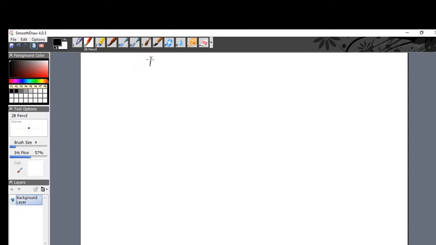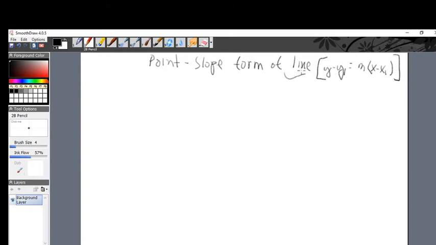So I'm going to write it up here. Point slope form of the line. Unfortunately, it's a little bit more memorization. And here it is. It looks like this: y minus y1 equals m times x minus x1. That is the point slope form of the line.